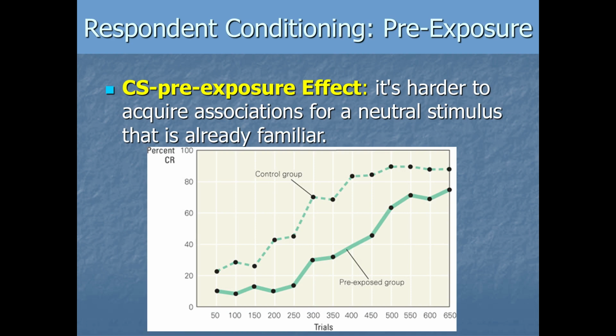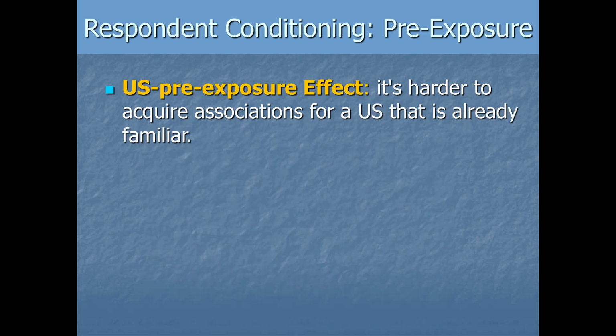So that would be the CS, conditioned stimulus, pre-exposure effect, the effect of having seen the conditioned stimulus or experienced it previously. But what about something similar where you've been exposed to the US prior to acquisition starting, the unconditioned stimulus? Well, there's also something called the US pre-exposure effect, where it's harder to acquire associations for an unconditioned stimulus that's already familiar.